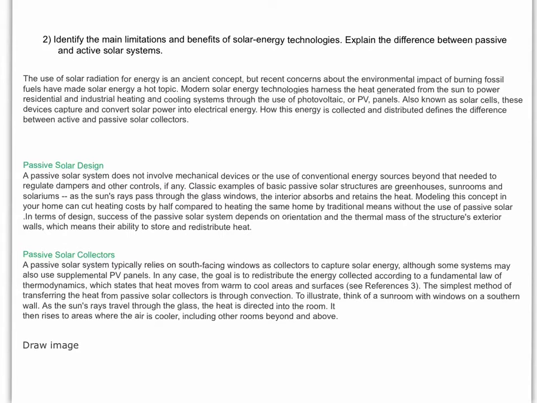So when you take a look at their designs, they've got passive, which is not the same as talking about solar panels. Okay, passive solar does not use a mechanical device or a conventional source, but may need dampers and other devices to regulate and control it. Classic examples of basic passive solar structures are greenhouses, sunrooms, and solariums: sun passes through the glass, and the interior absorbs and retains the heat.